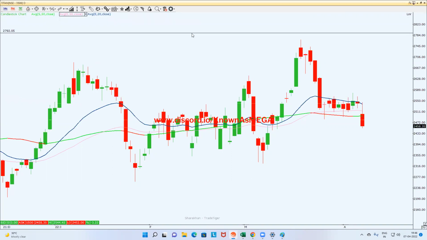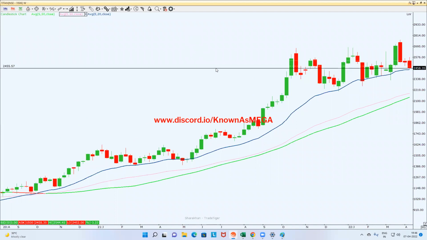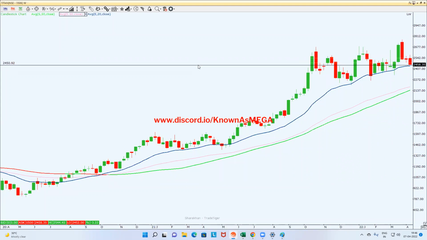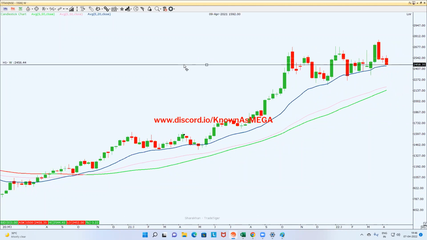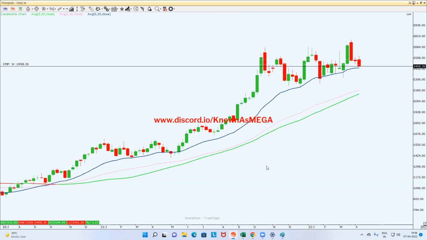First, I'm going to the weekly time frame. In the weekly time frame, I'm going to mark the current market price. Okay, first we will mark the demand zone.